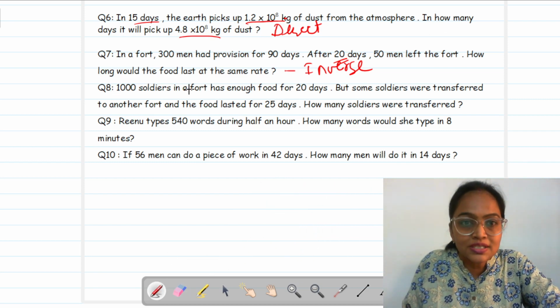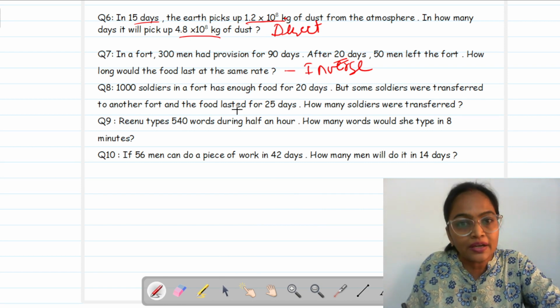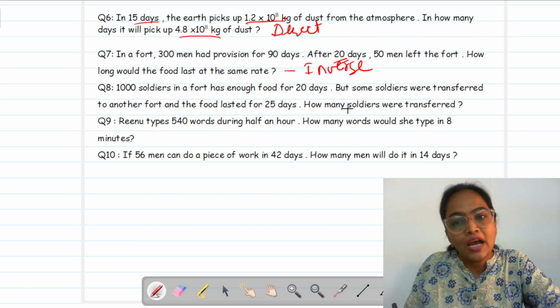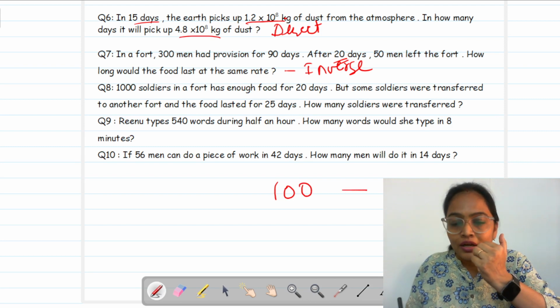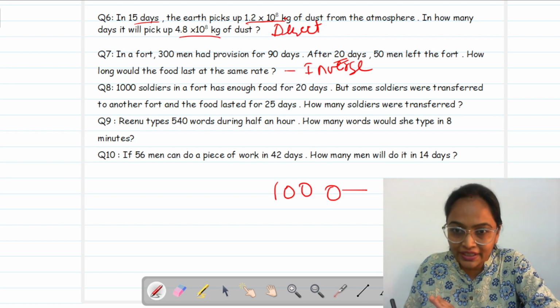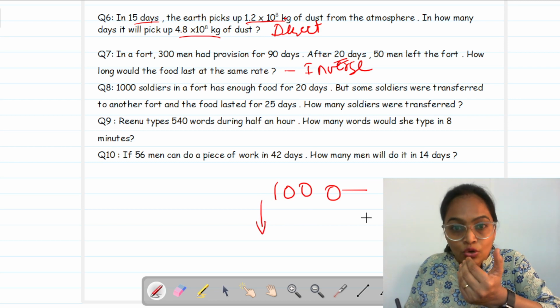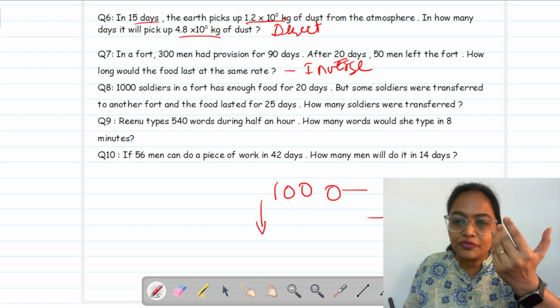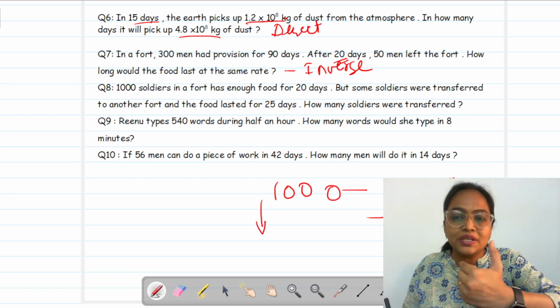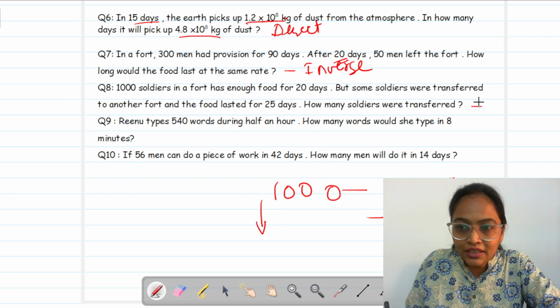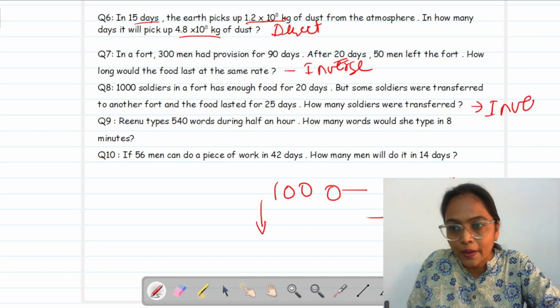Now, 1000 soldiers in a fort have enough food for 20 days, but some soldiers were transferred to another fort and the food lasted for 25 days. How many soldiers were transferred? Same as above. 1000 soldiers were there, and the food is enough for 20 days, but some soldiers were transferred, that is, the number is decreasing. So the food lasted for 25 days. Definitely the other thing is increasing. The number of soldiers is decreasing and the number of days is increasing. Again, the case of inverse variation.